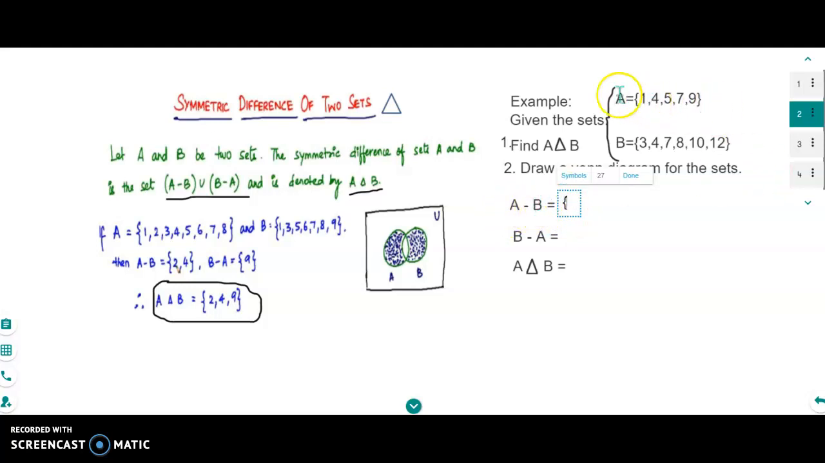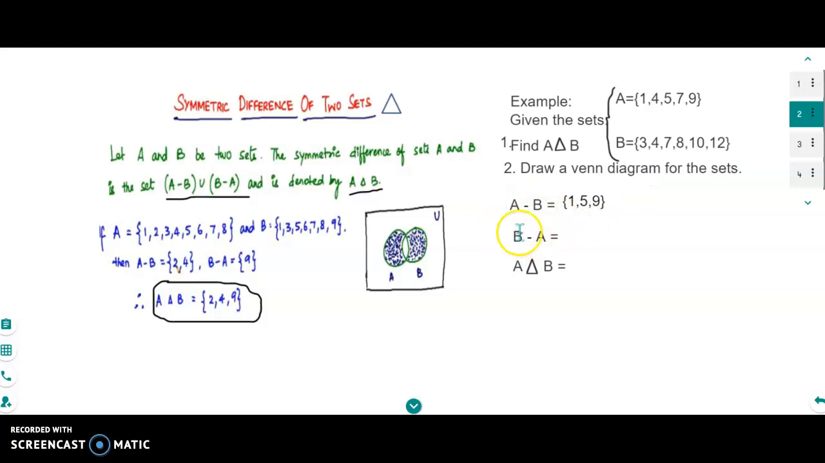So let's start checking. Here we have the sets A and B. What elements are only in A and not in B? 1 is only in A, not in B, so we start with 1. Then 4 is in both sets. 5 is only in A, not in B, so we write 5. Now 7 is in both sets, so we don't write 7. 9 is here and not in B, so 9 is only in A, so we write 9 here, okay? This is A minus B.